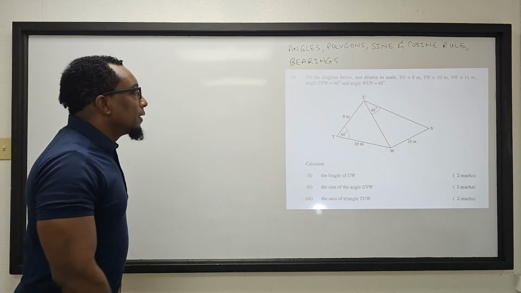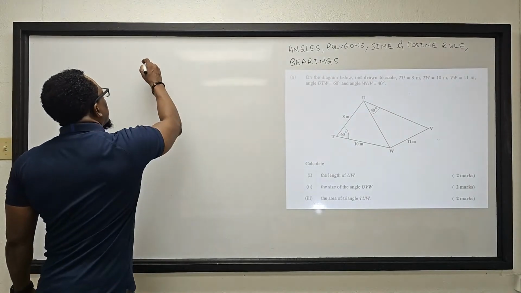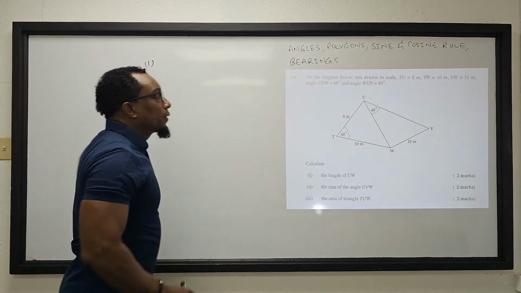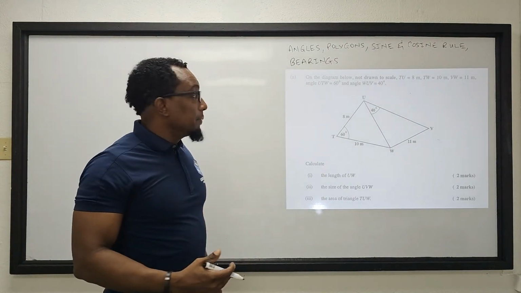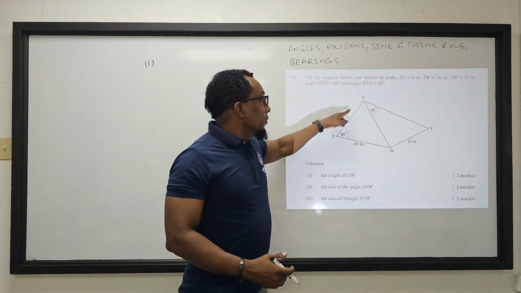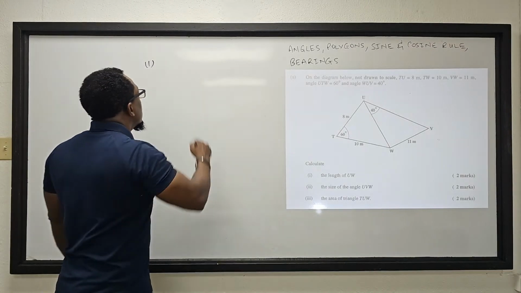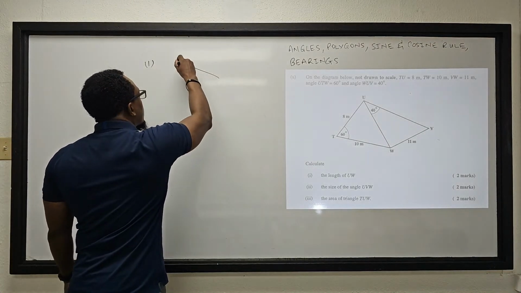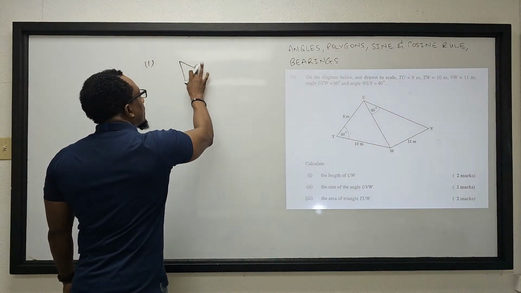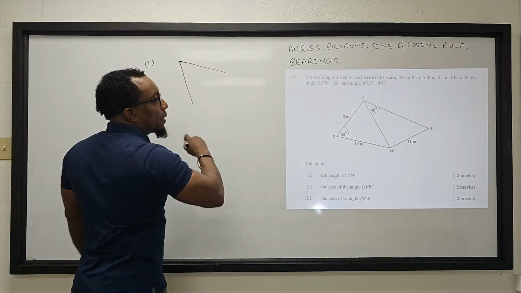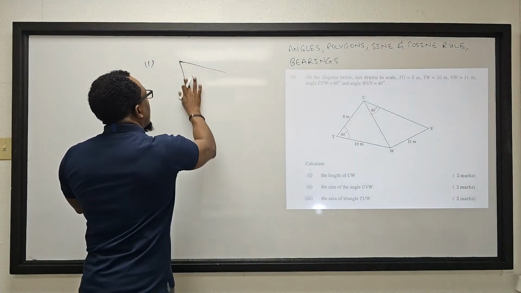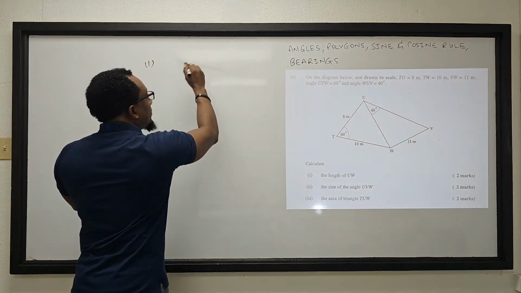So what are we going to do? This is where your cosine or your sine rule will come into play, because this triangle UTW is not a right angle triangle, and that's not a right angle triangle. So what you have is this. So I'm going to pull that triangle out of the diagram we have here.